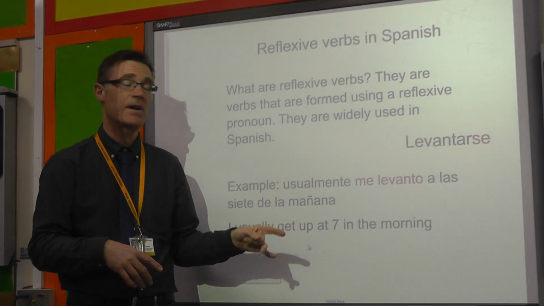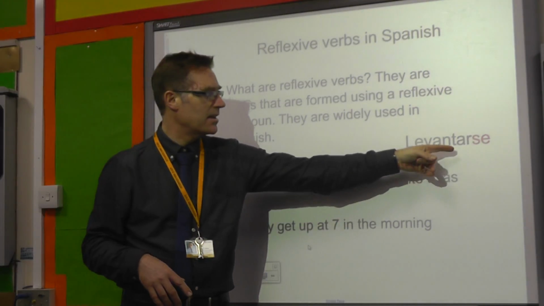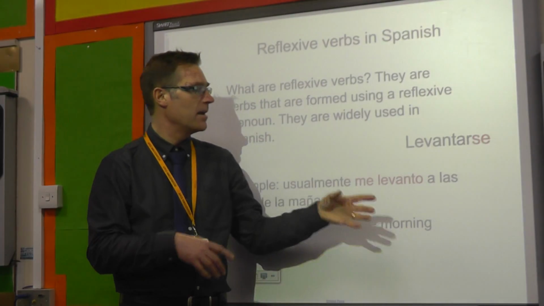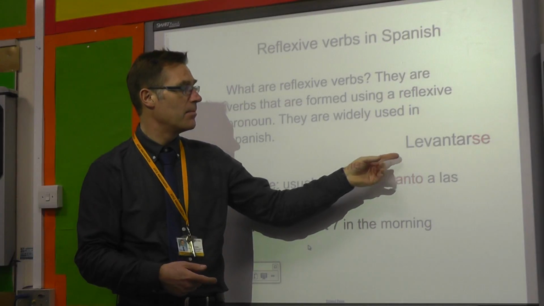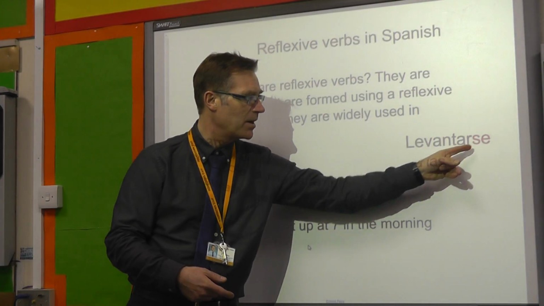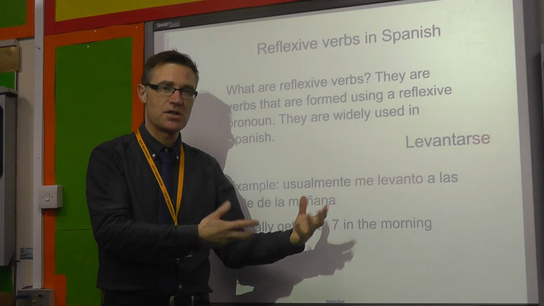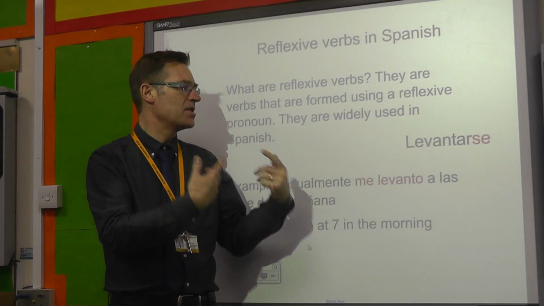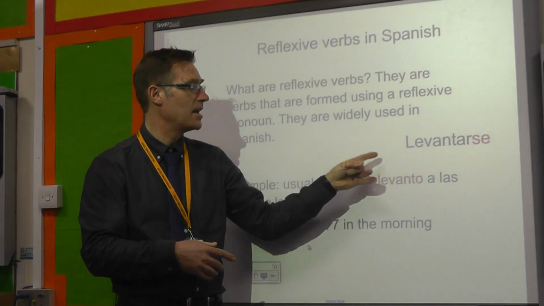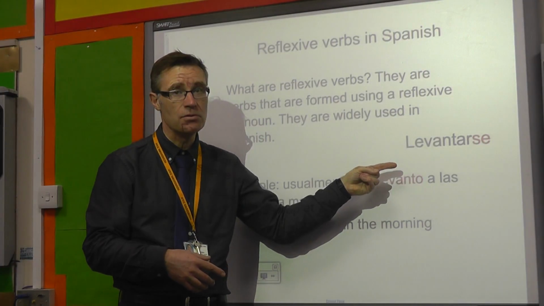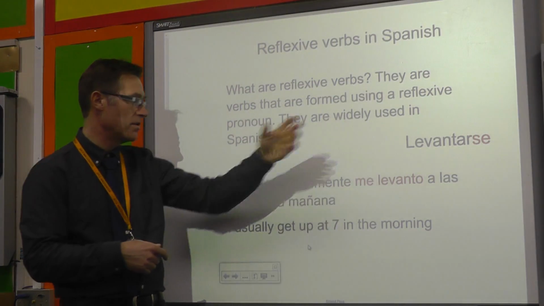Here's an example in Spanish. This is what you would see in the dictionary. Levantarse. It means to sort of get up. But the idea that we've got this reflexive part here, it's you are getting yourself up, I'm getting myself up, we're getting ourselves up. So it's that idea of an action that is being done. So levantarse is to get oneself up. Okay, so that's what you'd find in the dictionary.